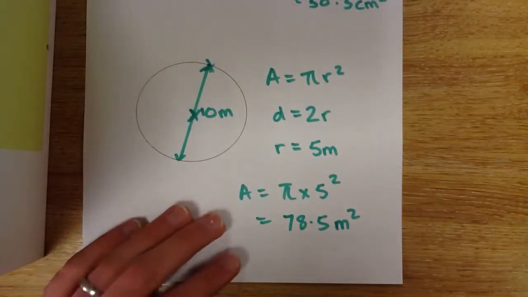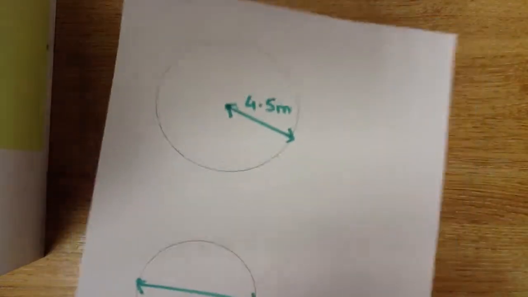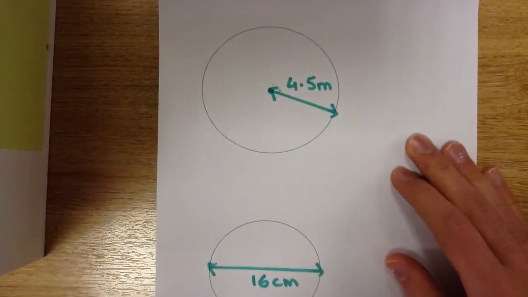So, what I'd like you to do for me now, please, is to calculate the area of these two circles.